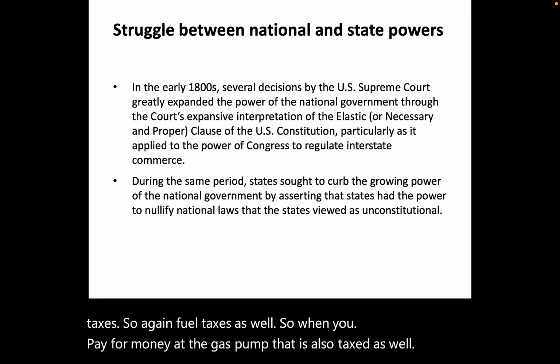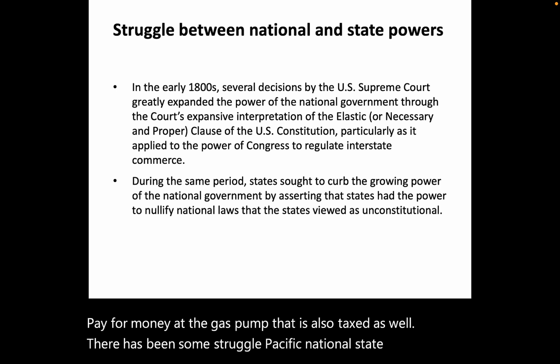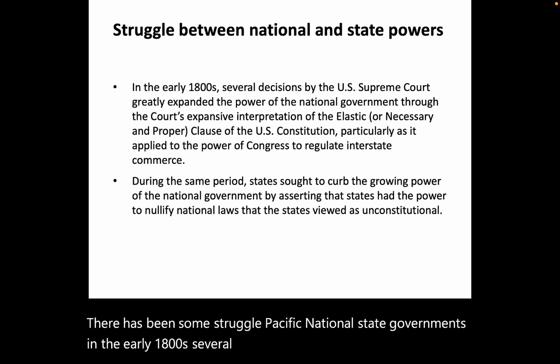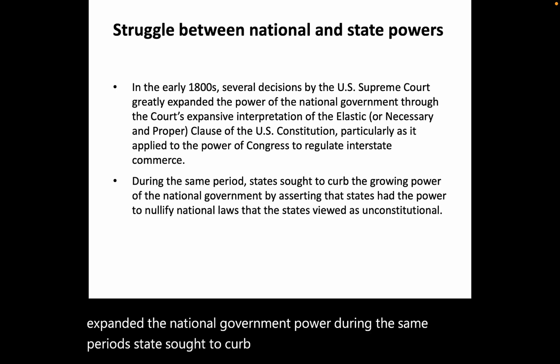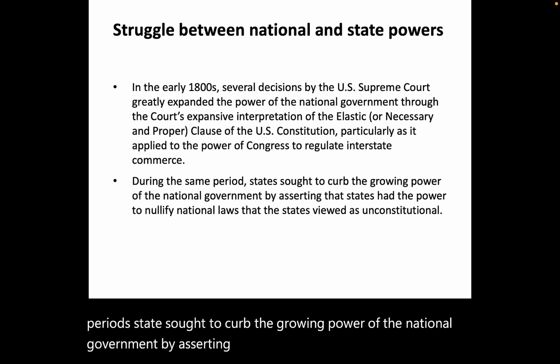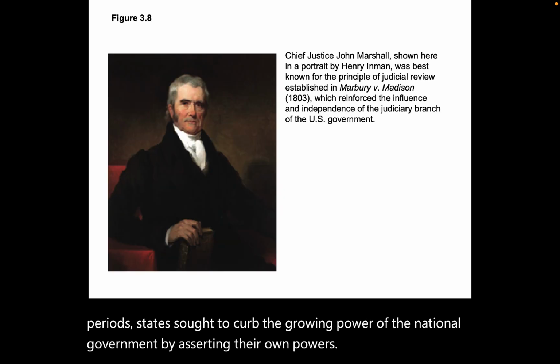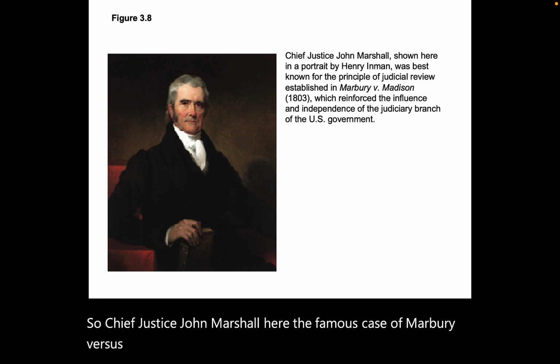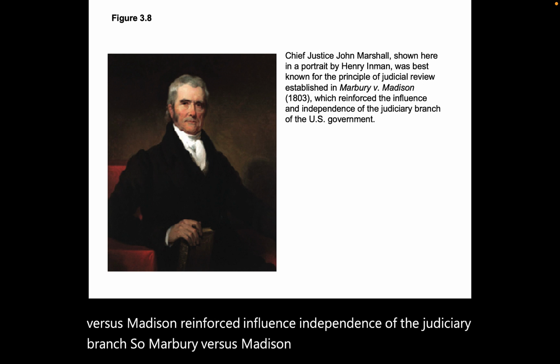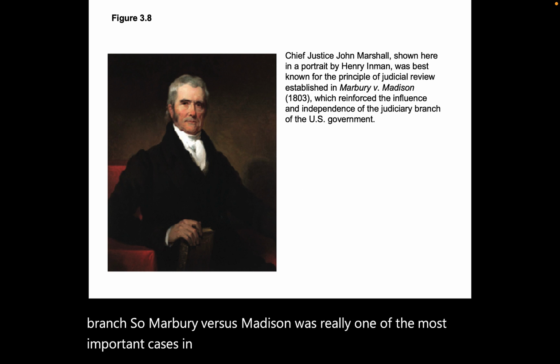There was some struggle between national and state governments in the early 1800s. Several decisions by the Supreme Court greatly expanded the national government's power. During that same period, states sought to curb the growing power of the national government by asserting their own powers. Chief Justice John Marshall, in the famous case of Marbury versus Madison, reinforced the influence and independence of the judicial branch. Marbury versus Madison was really one of the most important cases in U.S. history because it reinforced that the U.S. Constitution is the supreme law of the land.